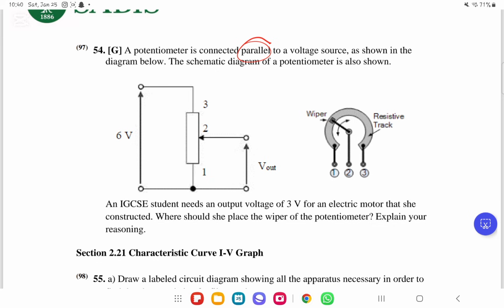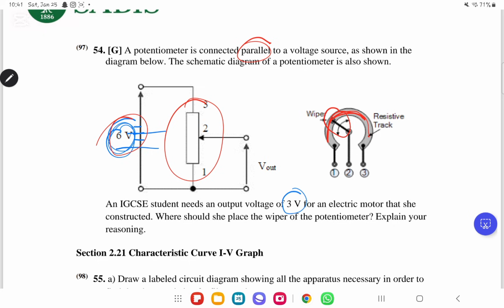Explain your reasoning. So over here is the wiper and this is the potentiometer. But this wiper, as you move it, you can change what? You can change the extent of the voltage that passes through it. So you can change the voltage. As you can see, let's say there's a battery over here, the total voltage is 6 volts. So if she needs 3 volts, then she needs approximately half of this. So she needs literally half of the voltage.